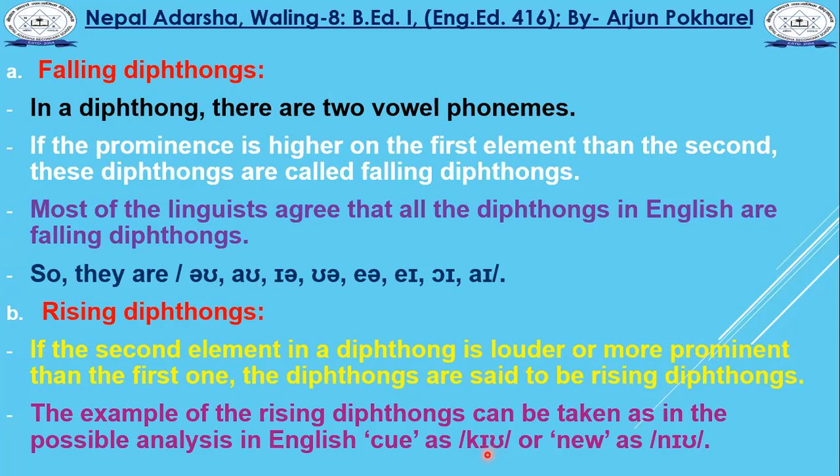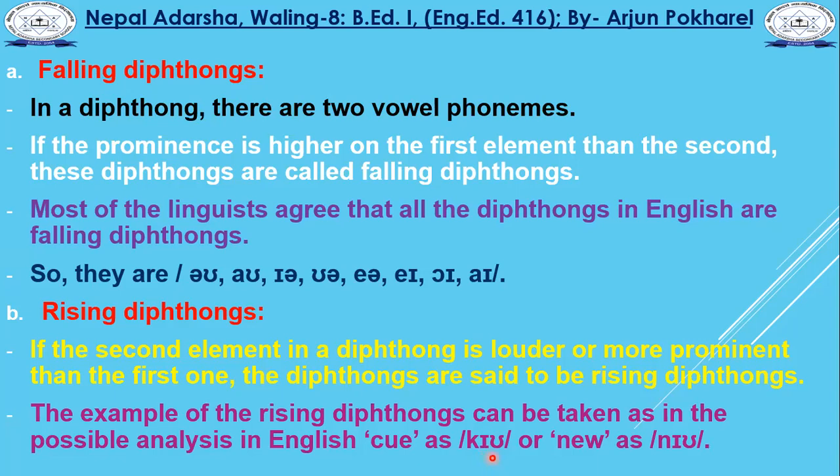EU. Okay, no EU is here. That's only in the possible analysis. While analyzing the rising diphthongs, we can get examples from the English language, but this EU is not an English diphthong. It is only in the possible analysis of English. Okay, in English we can do the possible analysis by giving only an example.